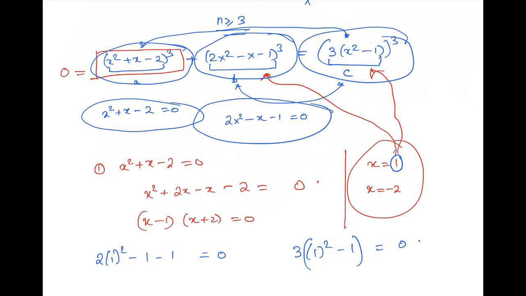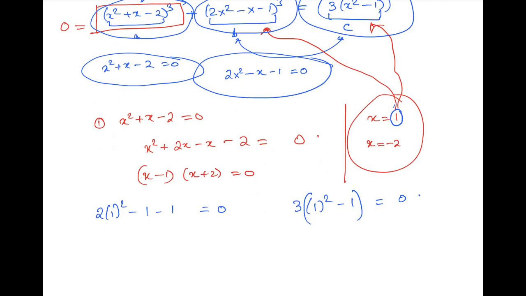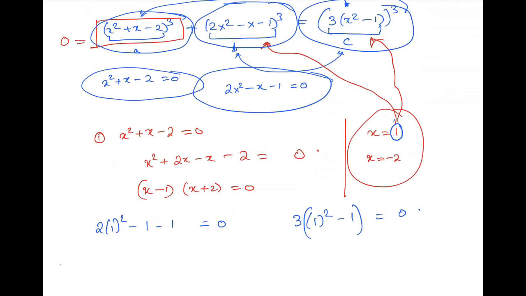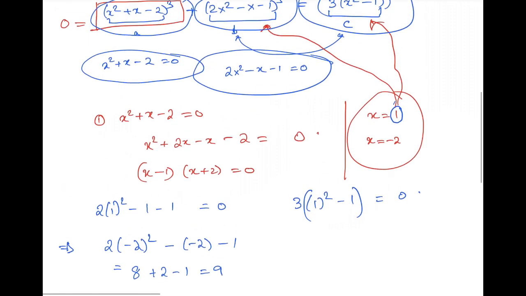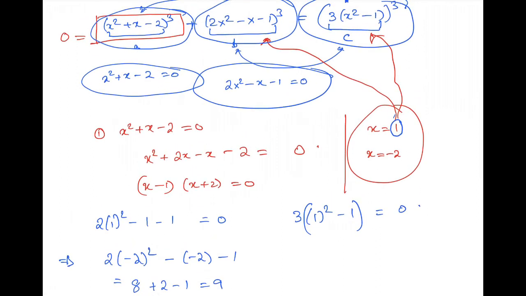What if I plug in x equals negative 2? Now that is also very much possible. Let's plug in x equals minus 2. We have 2 times negative 2 square minus negative 2 minus 1, which is 8 plus 2 minus 1, which is 9. What about the right hand side? In the right hand side we have 3 times negative 2 square minus 1, which is 3 times 3, 9. So they match again. So x equals 1 and x equals negative 2 certainly work.